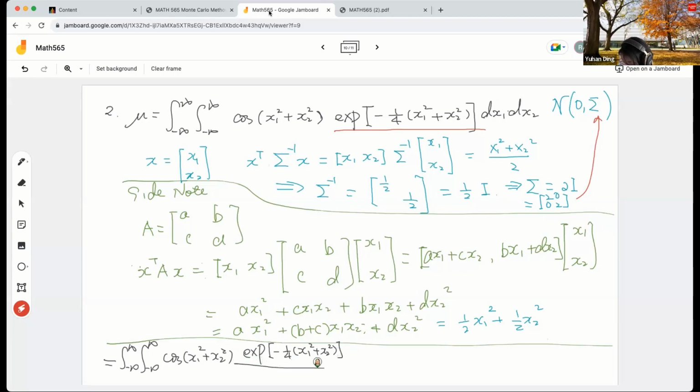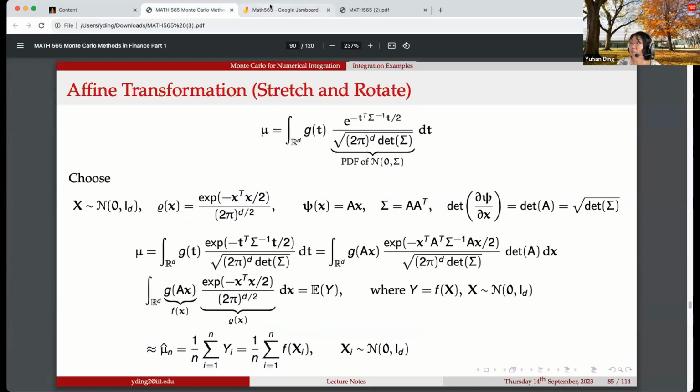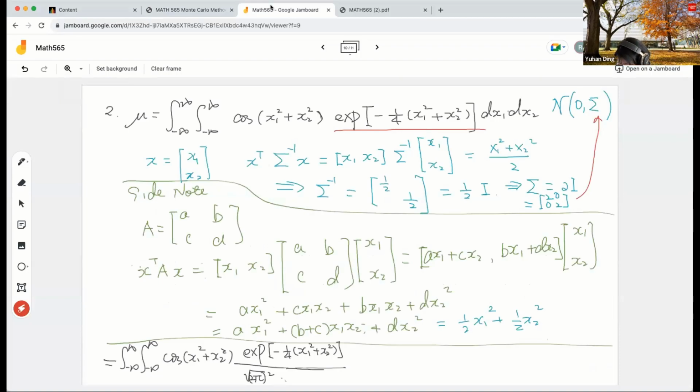We need to divide by 2 pi whole thing square, take the square root of that. That's because of the 2D case. And then we should multiply the determinant of the covariance matrix. So let's consider what is the determinant of this covariance matrix? It's 4, right? But it's the square root of that, right? So it will be 2 times 2.